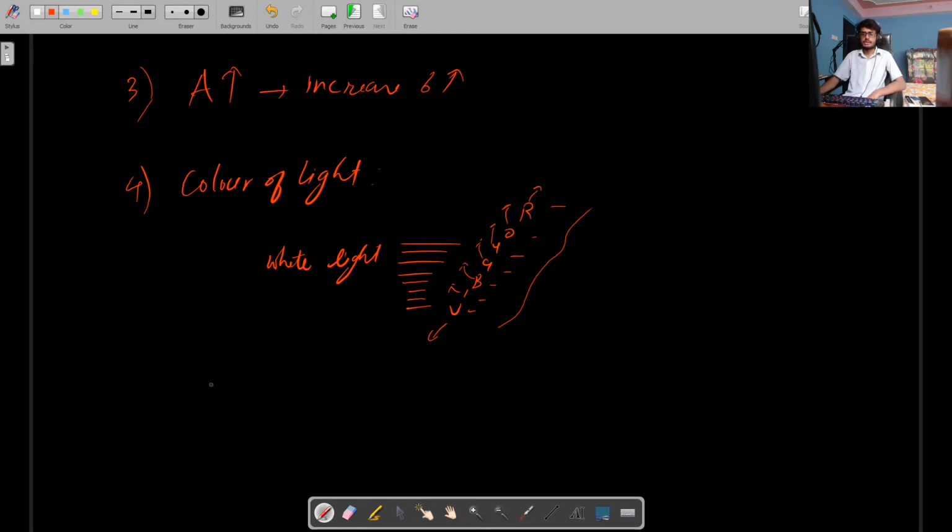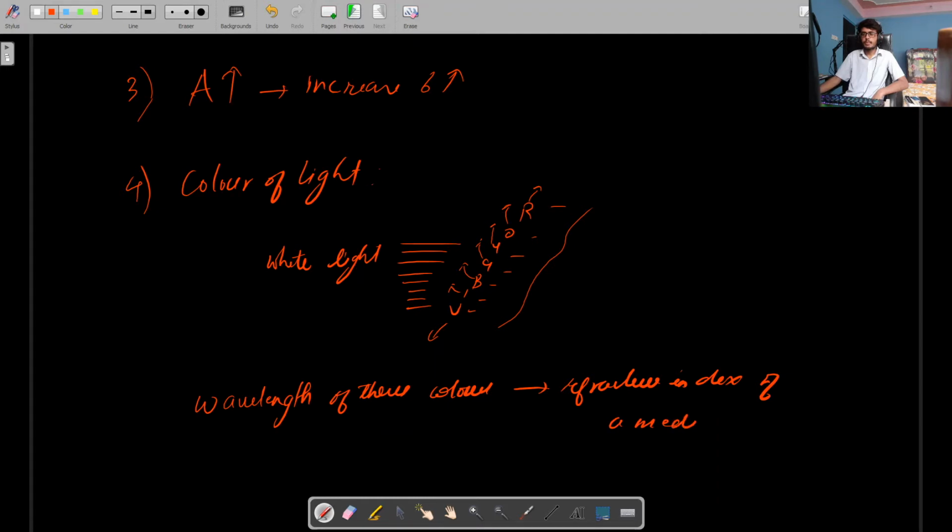So we consider the wavelength of these colors and how it affects the refractive index of a medium. We consider the wavelength of these lights and how the wavelength affects the refractive index of a medium.